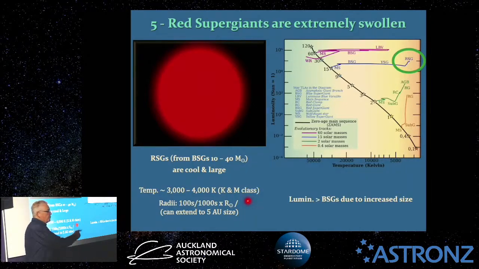One of these guys, if you put it where the sun is, it will extend out to the orbit of Jupiter. Check that out. If you put it in the middle of our solar system, it would extend out to the orbit of Jupiter. We'll talk more about that. And the luminosity, you can see here on the Hertzsprung-Russell diagram, they're a little bit brighter than the blue supergiants. Why? Because of their increased size.